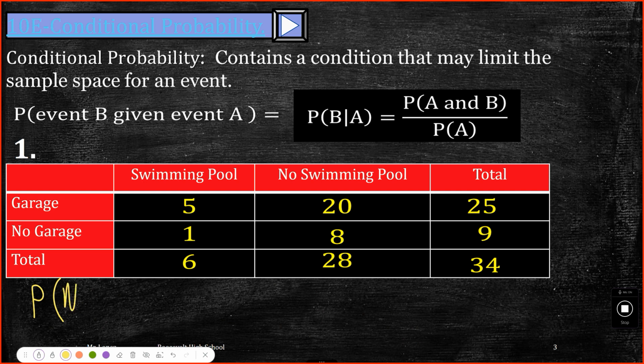Weird. No garage? I don't know. No garage? Given that it's one of the houses that has a swimming pool. Let me switch it up like that. It changes. It depends on how you write it down. The answer will change.